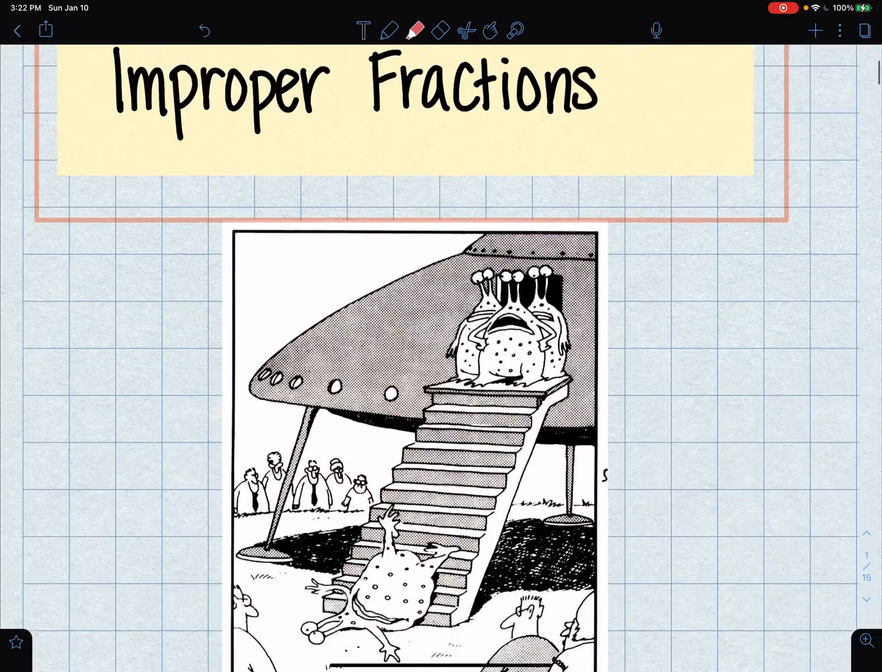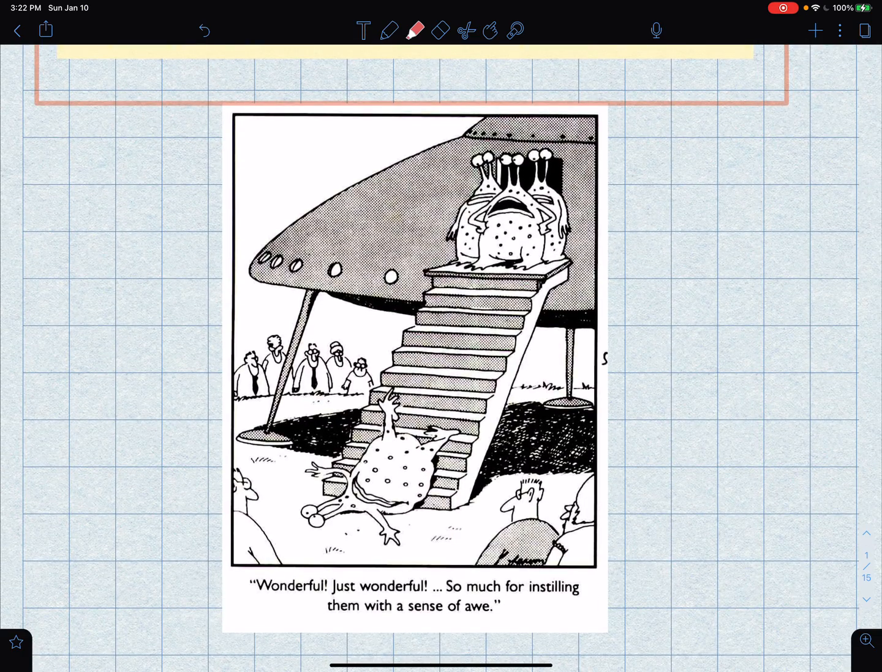The first thing we're going to do is look at this comic. This makes me laugh. It's so funny. Okay, obviously it looks like a UFO has landed. There's aliens here, and this guy looks like he's saying, wonderful, just wonderful. So much for instilling them with a sense of awe. It's like the aliens were going to try and impress us, right? And then that guy fell down the stairs and he's like, oh, great. Oh my gosh, that is so funny. That sounds like something I would do.